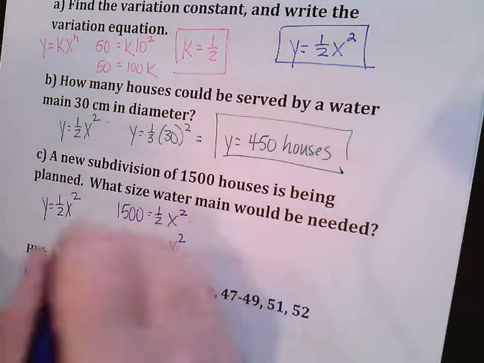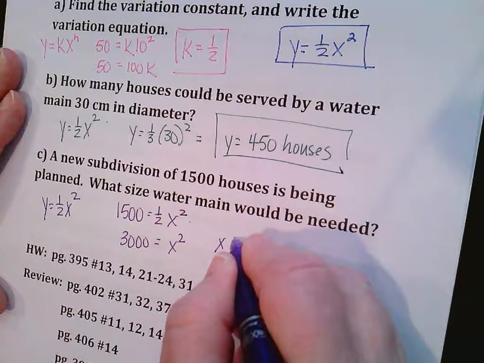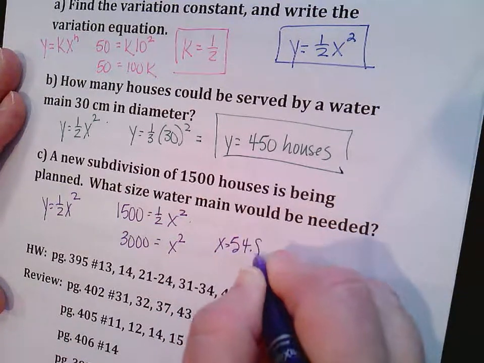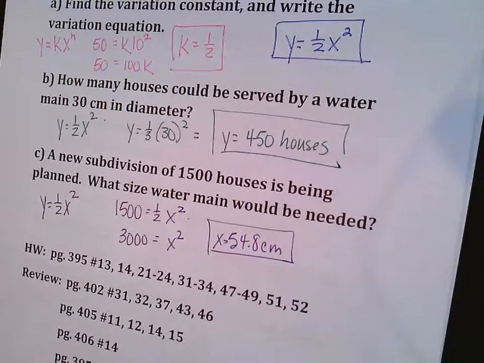And of course, then you'll take the square root of both sides. And when you take the square root of 3,000, you get 54.8 centimeters. So I need at least 54.8 centimeters in order to serve those 1,500 houses in the new subdivision. And that's the diameter of that water main. And that is the end of section 3.8.